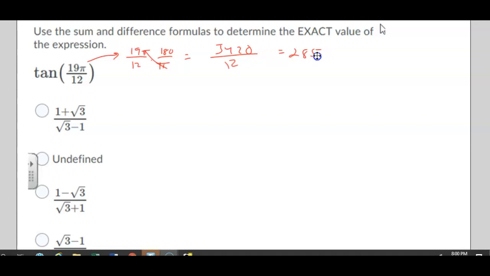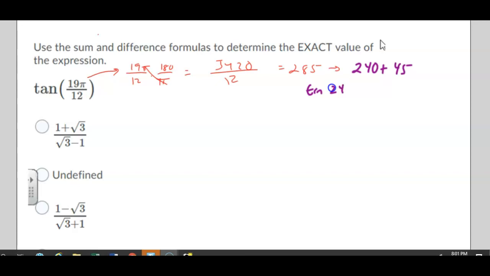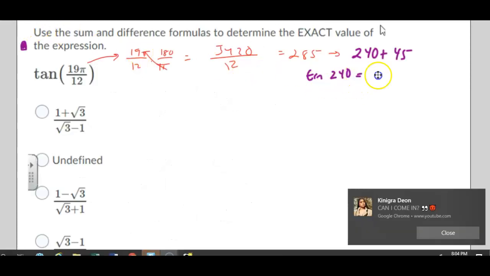All right, so we need to find two angles that add to give us 285. Let's pull up a unit circle. We're going to do 240 plus 45. Before we start, let's find tangent of 240. On the unit circle, we see this is negative 1/2, negative radical 3 over 2, and radical 2 over 2 and radical 2 over 2. So we said this is negative 1/2, negative radical 3 over 2.